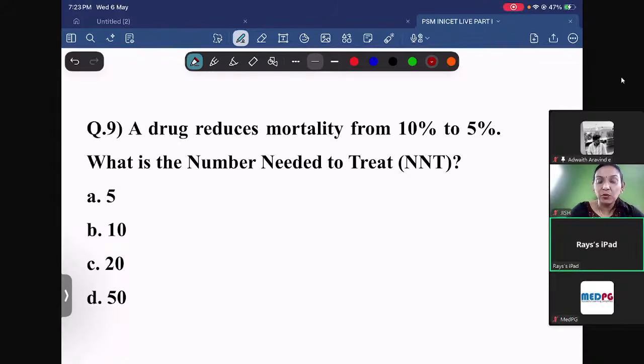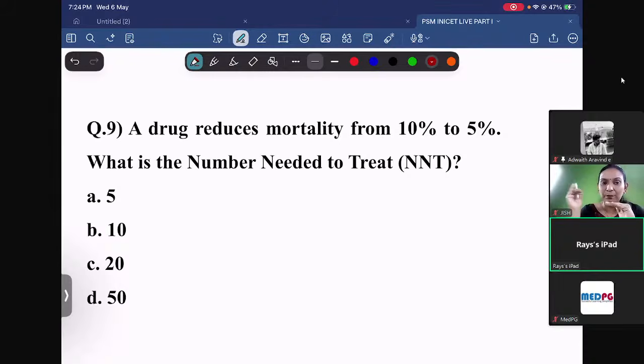If I'm treating two people and the third person I can save, that is obviously better than treating 50 people and then saving one person. So for an ideal drug, or for a good drug, you need a lesser NNT, or number needed to treat. That is the basic concept behind NNT.